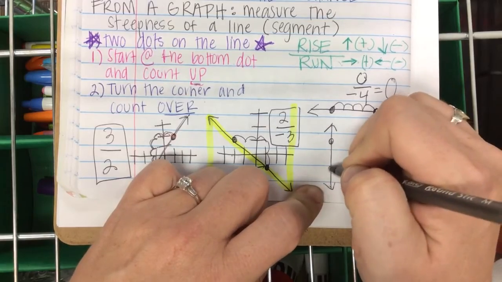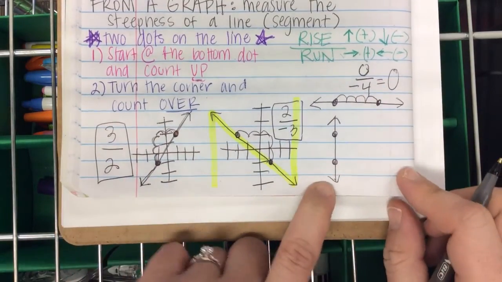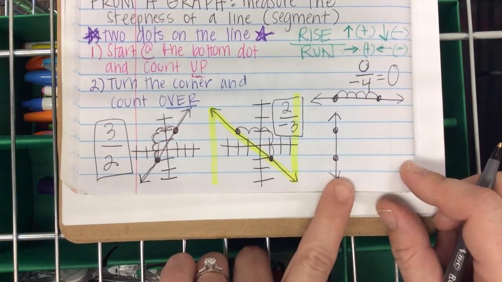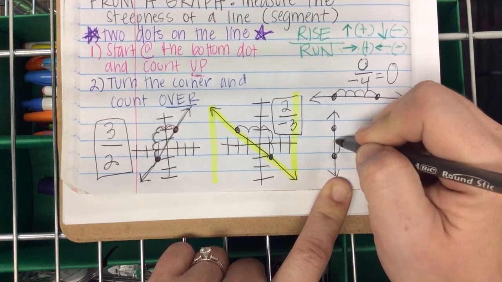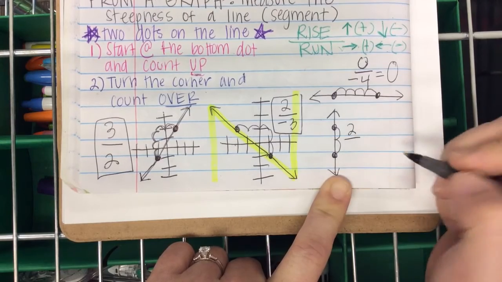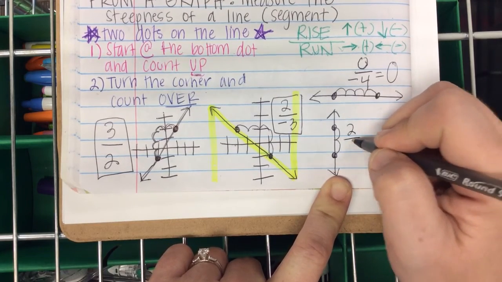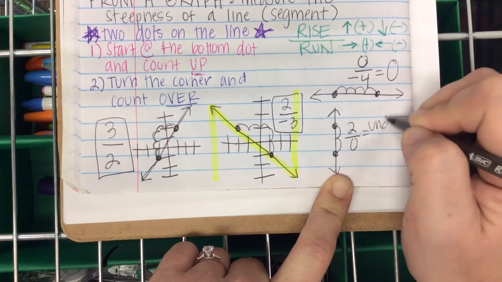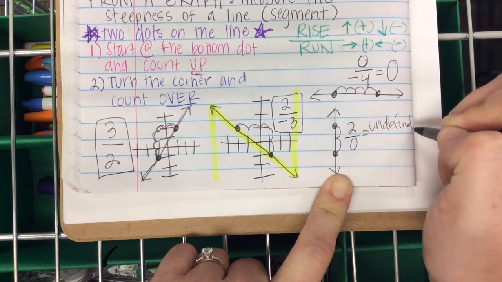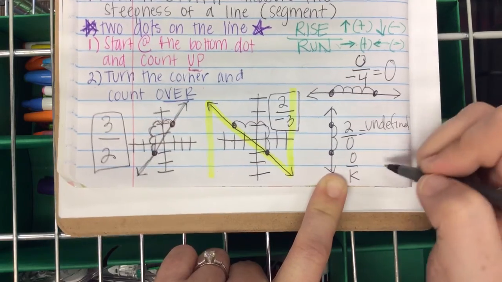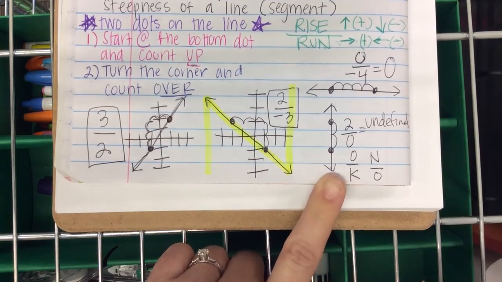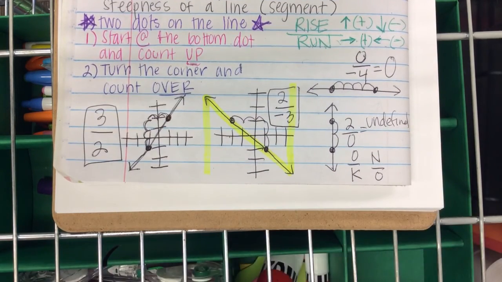If I'm looking at this graph, which is a vertical line, can you tell which one's on top or which one's on bottom? Yeah. I go up 2 spaces. But how many spaces do I go over? It's undefined. You cannot have 0 on bottom. Elementary school, I learned this. It's okay for 0 to be on top, but no way can 0 be on bottom. If 0's on bottom, it's undefined.